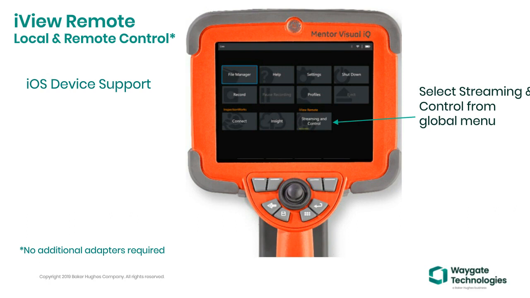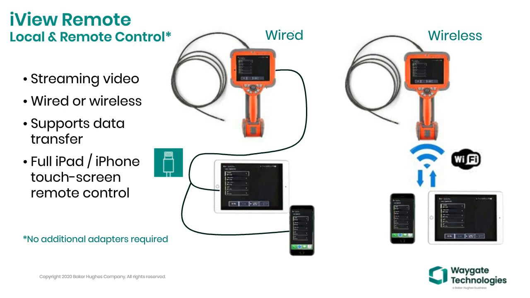iView Remote is a local wireless connectivity feature of the Mentor Visual IQ that allows communication and control features with an iPhone and iPad iOS device without the need for any external adapters. The iView Remote Local Streaming feature provides a simple method of allowing a second inspector to see the borescope image without the need for cables and a large external monitor setup.